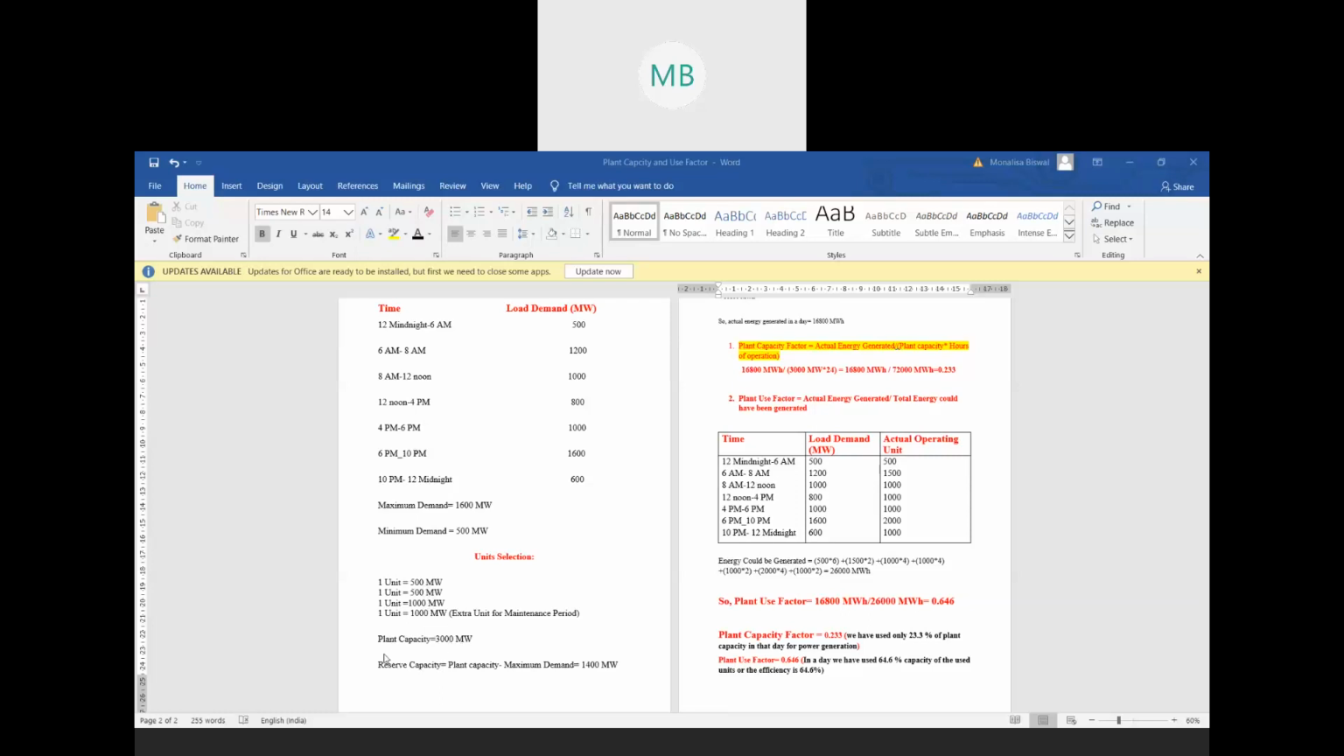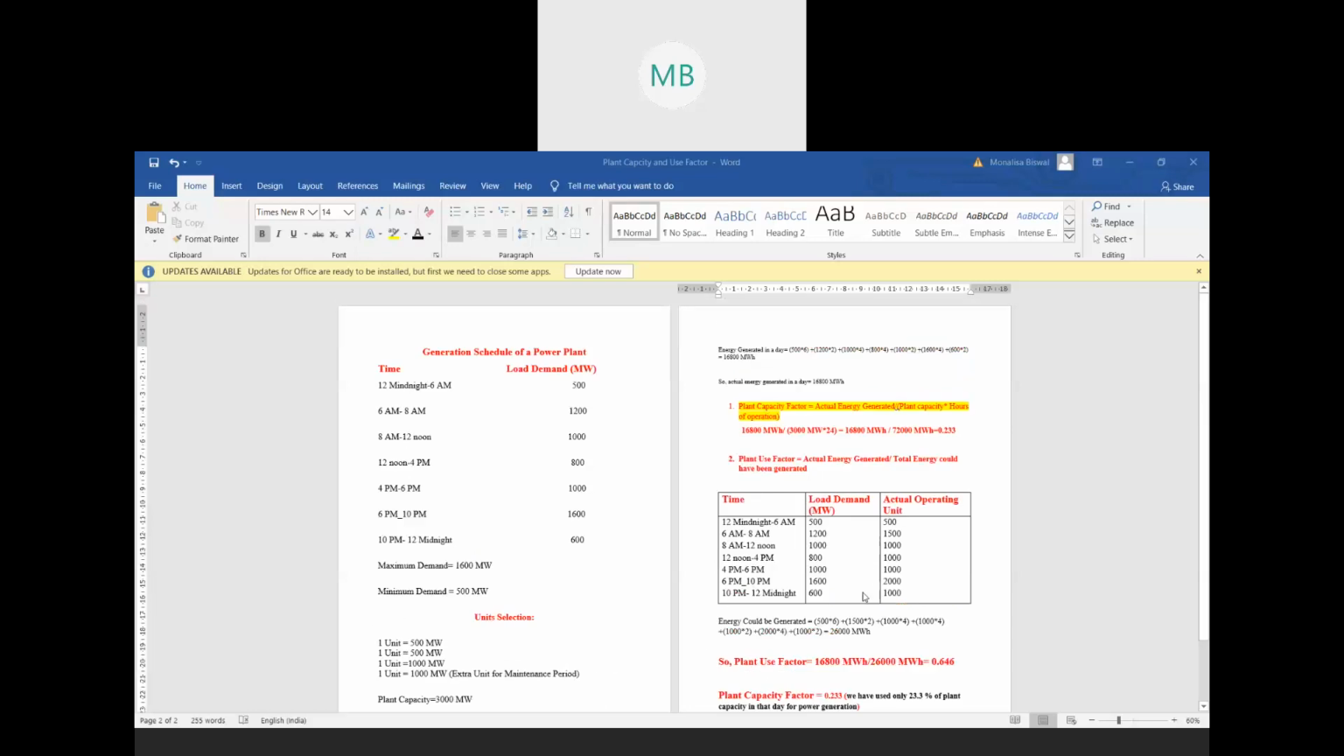Now, what is the formula for reserve capacity for the power plant? The reserve capacity is nothing but the total plant capacity minus the maximum demand. Here the plant capacity is 3000 megawatt, but the maximum demand on the power plant is 1600 megawatt. So reserve capacity can be calculated as 3000 minus 1600, which is 1400 megawatt.